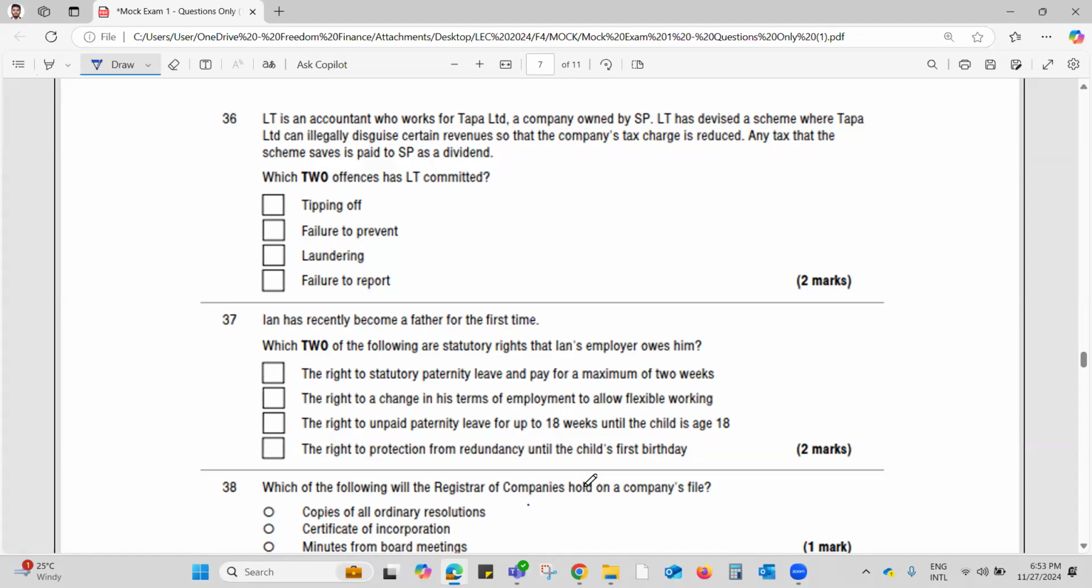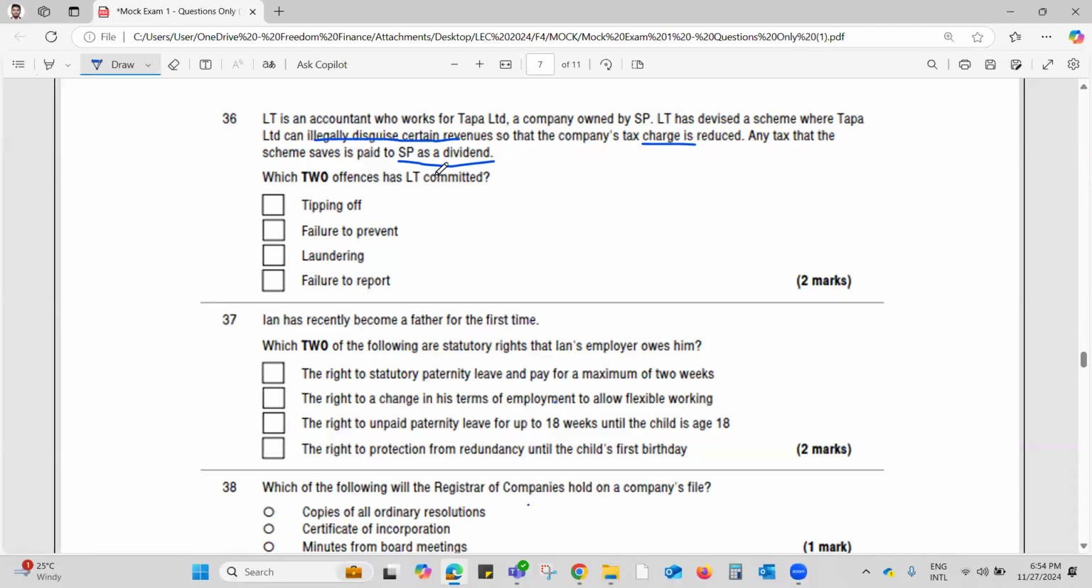Okay, the 36th one. LT is an accountant who works for Tapa Limited, a company owned by SP. LT has devised a scheme where the company can illegally disguise certain revenues so that the company's tax charge is reduced. Any tax that the scheme saves is paid to SP as dividend. Which two offenses has LT committed?